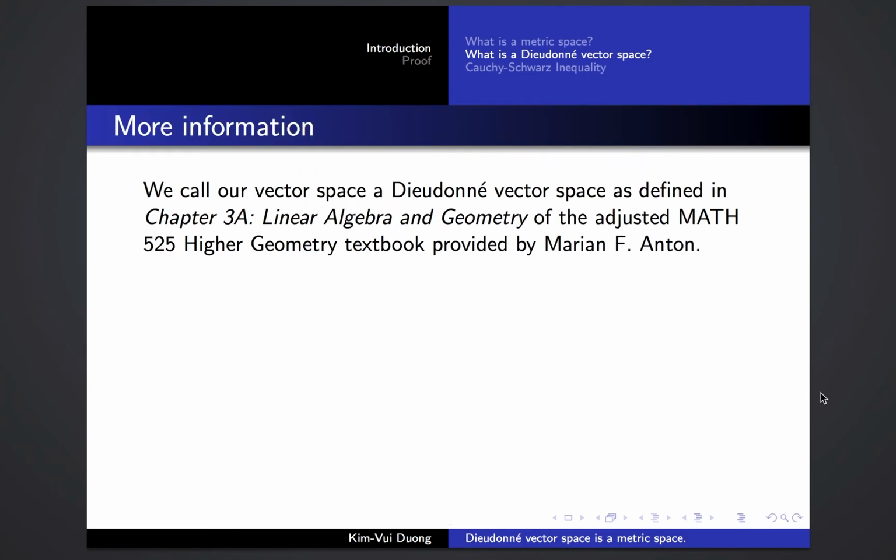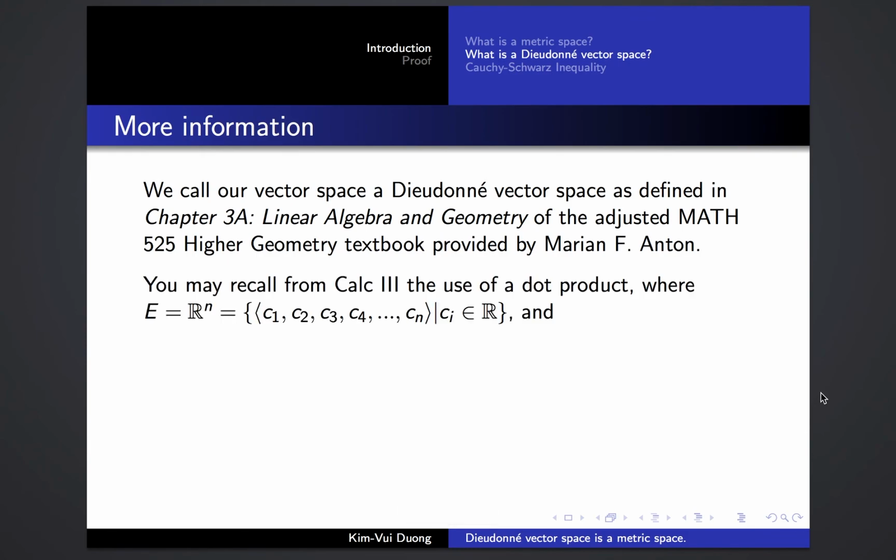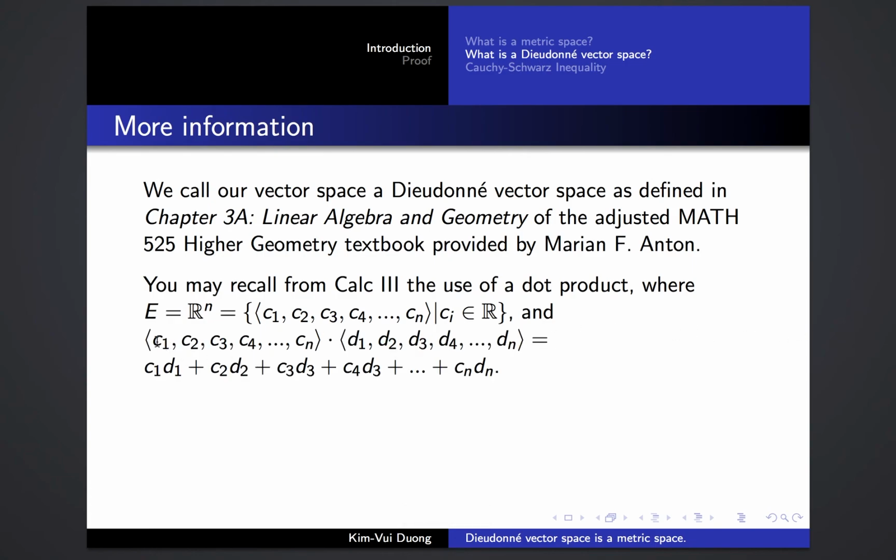So we have more information. We call our vector space a Dieudonné vector space as defined in the higher geometry textbook provided by Professor Anton. You may recall from Calc 3 the use of a dot product, where E was actually equal to R to the n, and elements look like this. So when you dotted them, you actually had to multiply the components and add them up. So for example, this vector dot with this vector yields c1d1 plus c2d2, all the way up to plus cndn.